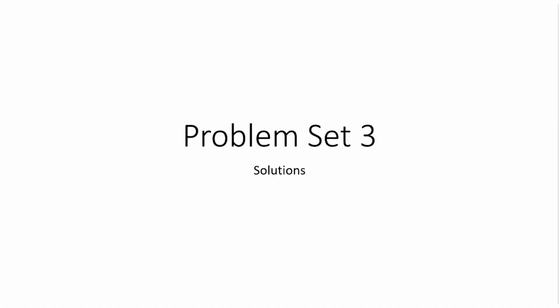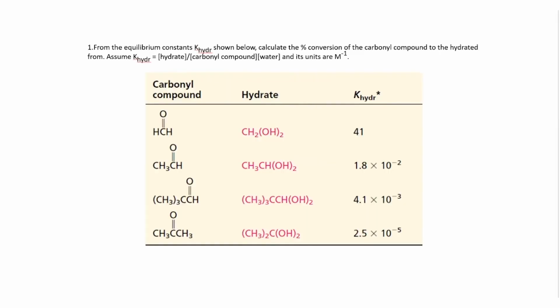Okay, so now let's discuss the problem set 3. The first question in problem set 3 is about the formation of hydrate. As we know, aldehydes and ketones can form diols, and these diols are geminal diols. The structure of these geminal diols is something like this, and you could have R and then H if it's an aldehyde, for example.